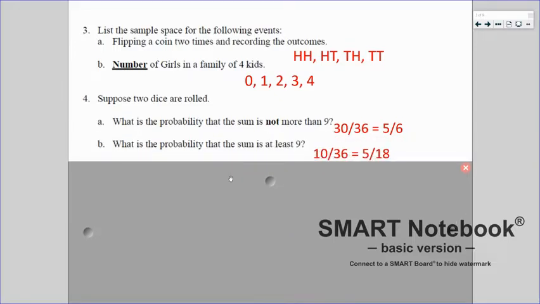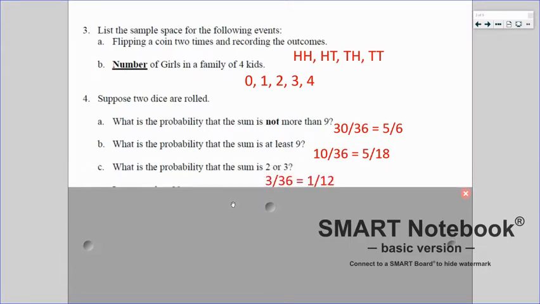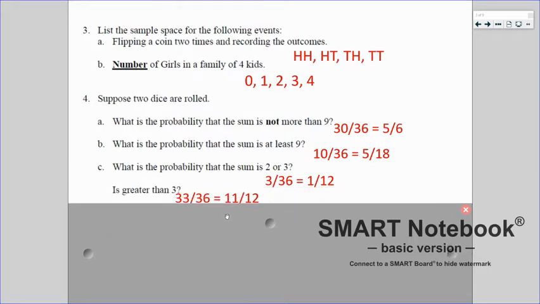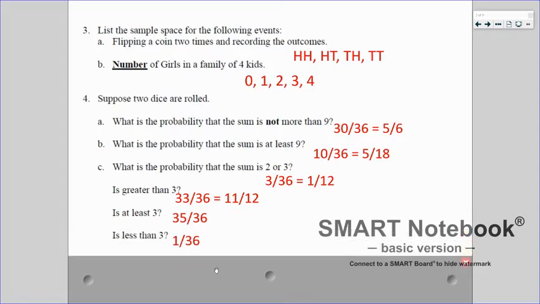Sum is at least 9, so 9 or greater. There's 10 of those. Sum is 2 or 3. There's 3 of those: 1, 1, 1, 2, and 2, 1. Greater than 3, so there's 33 of them that are greater than 3. And at least 3 would be 35 of them. There's only one of them that is not at least 3, and that would be 1, 1. And that's the last one, less than 3.